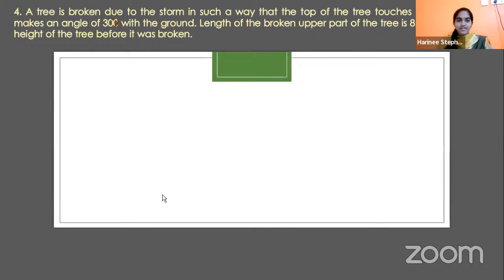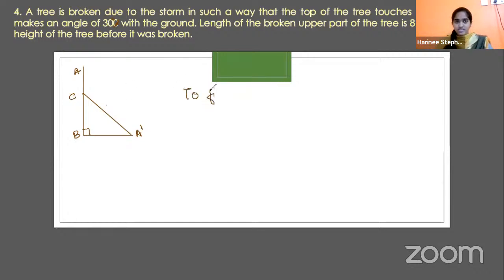So I hope your diagram looks like this. This is the original tree. And from here, suppose it is broken, it is bent down to touch the ground. So let's mark the height of the tree as AB. So maybe this A has fallen down, so I'll mark this as A dash. And from the point where it has fallen down as C. It is up to you how you mark.